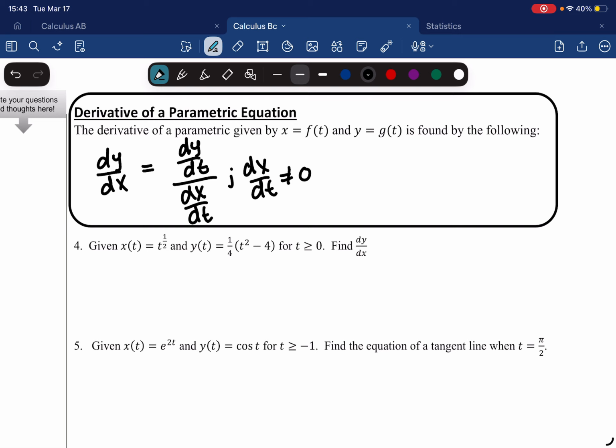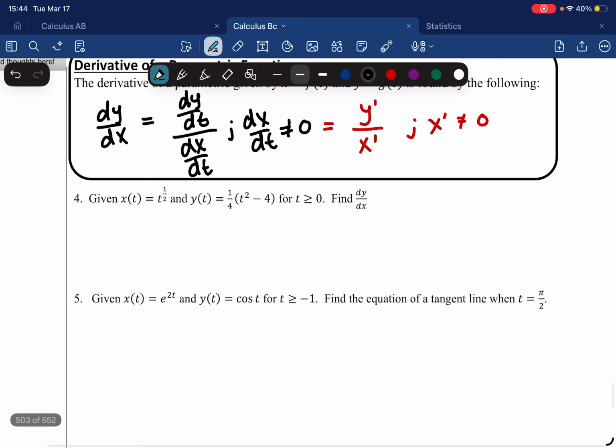Okay, all you need to know is that this is the same as saying y prime divided by x prime. This is the same thing, where x prime cannot equal 0. So we're taking the derivative of the equation y, then we're taking the derivative of the equation x.